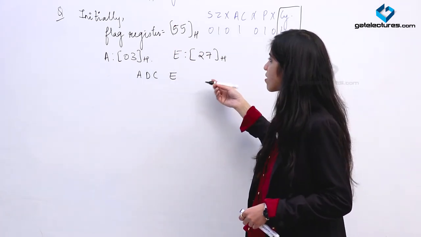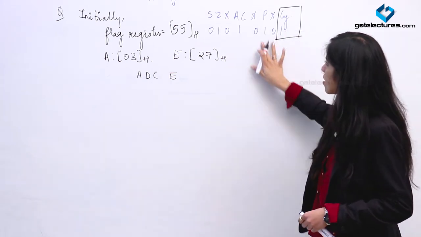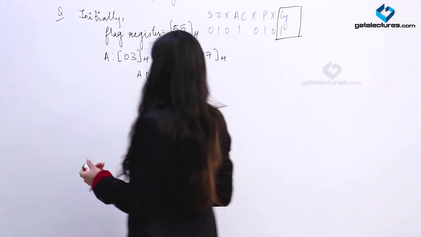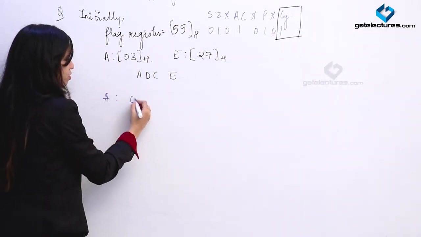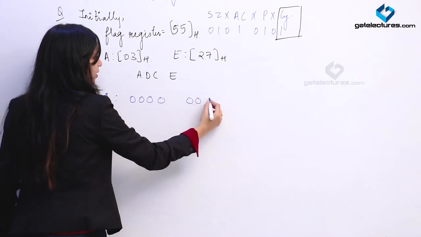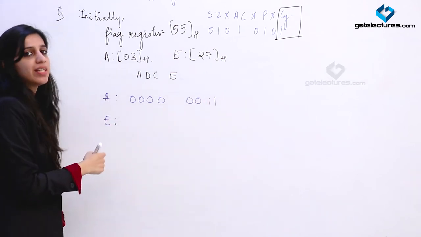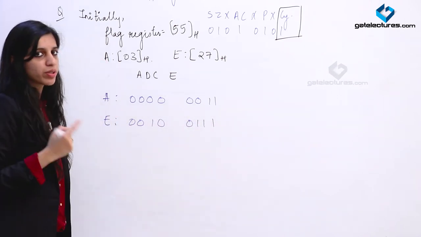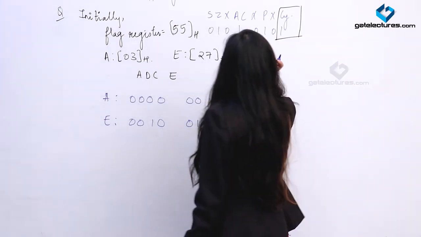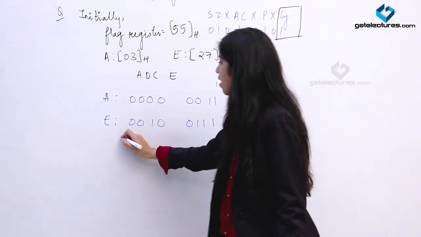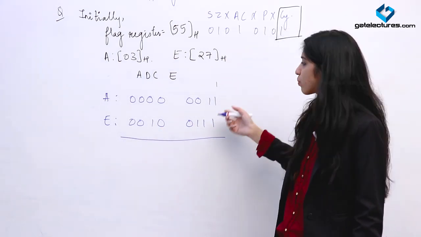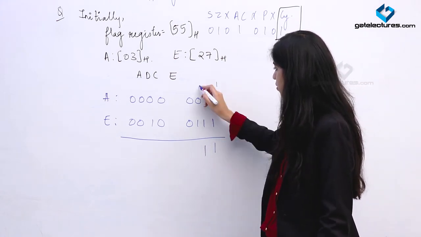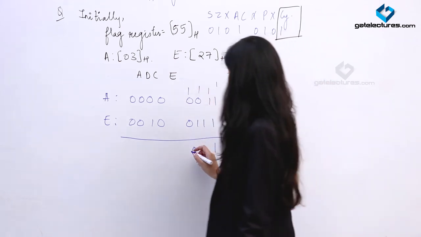Okay, so what they're asking is the final value of flag register. What is going to be stored in the flag register, they're asking. So we see from here that initially carry was 1. So what you're going to do is, you're going to add the contents of A which is holding 03, with contents of E which is holding 27, along with the carry. Carry initially is 1, so we are going to add a 1. We just start with this addition. So this is going to become 1 with the carry of 1, again 1, 1, 0, 1, 1.